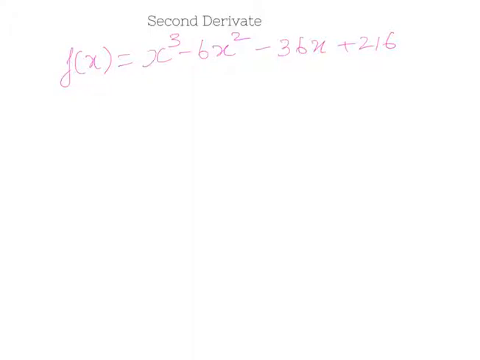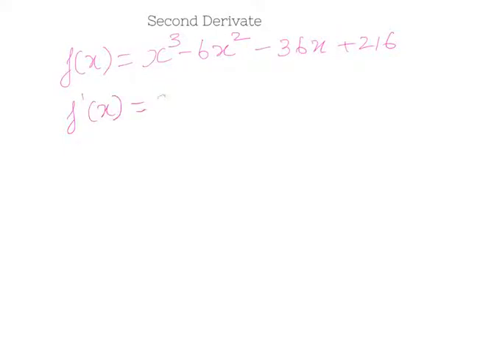Now we are going to learn about the second derivative. We have learned about the first derivative. This is a function: f of x is equal to x cubed minus 6x squared minus 36x plus 216. This is a cubic function, third degree. Now I am going to find the first derivative, f prime of x. We call this the first derivative.